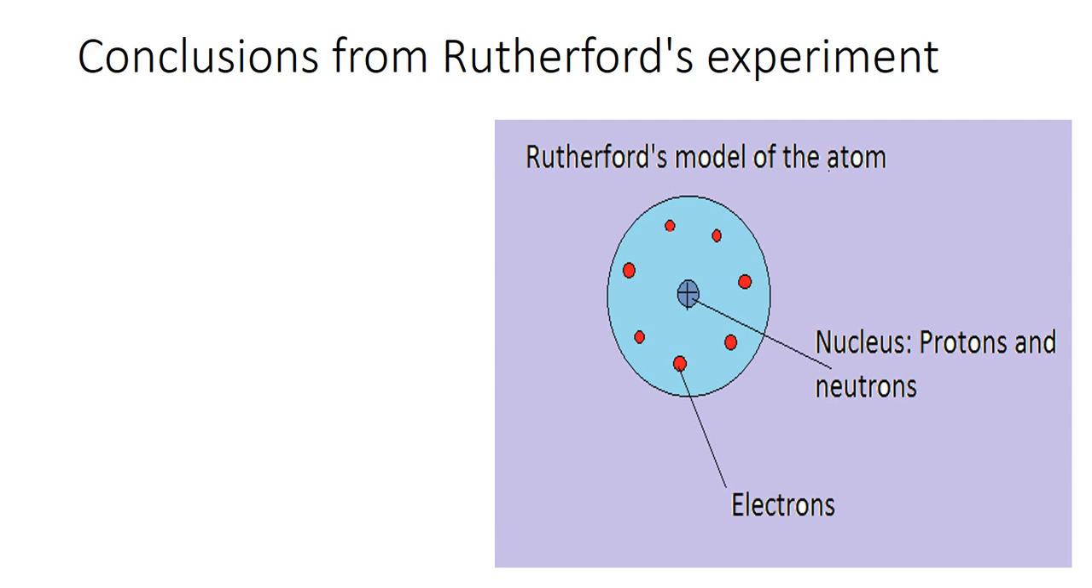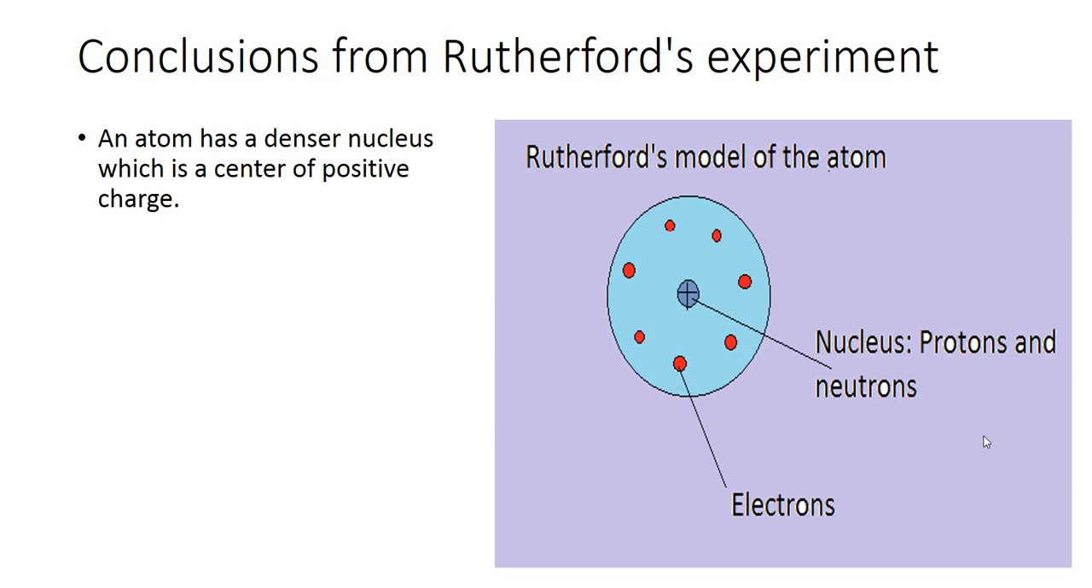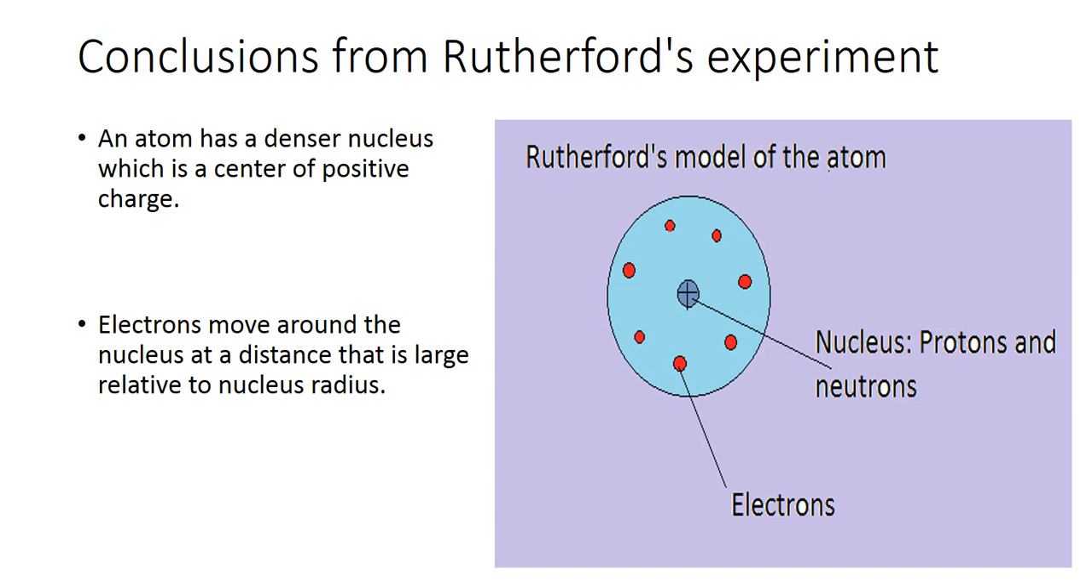So he developed an atomic model. The deflections were happening here. The alpha particles come from here and are deflected, others reflected. So his conclusion was that an atom has a dense nucleus, which is a center of positive charge. Electrons move around the nucleus at a distance that is large relative to the nucleus radius. You can see the nucleus radius is small here, and the distance from here to the electrons is really large. So this is Rutherford's model.